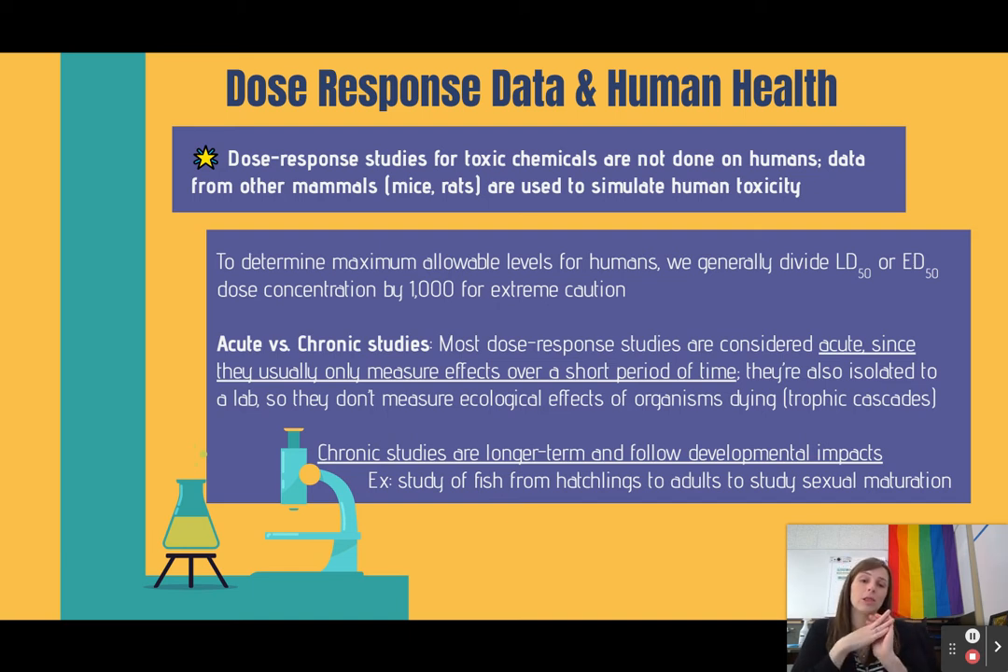Chronic studies are going to be longer term, and then they follow developmental impacts. So for example, we study all the way from hatchlings to sexual maturity. And so although we take huge precautions by dividing these concentrations by 1,000, trying to do the smallest allowable amounts for humans, it's important to recognize that the dosages that we have, when we're testing pesticides and other pollutants and saying it's safe, it is based on our knowledge.